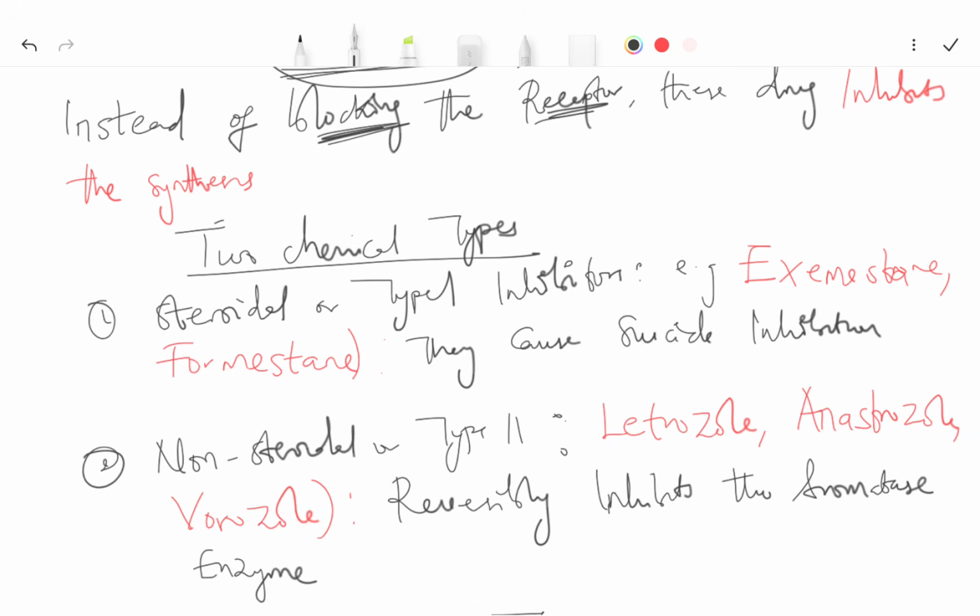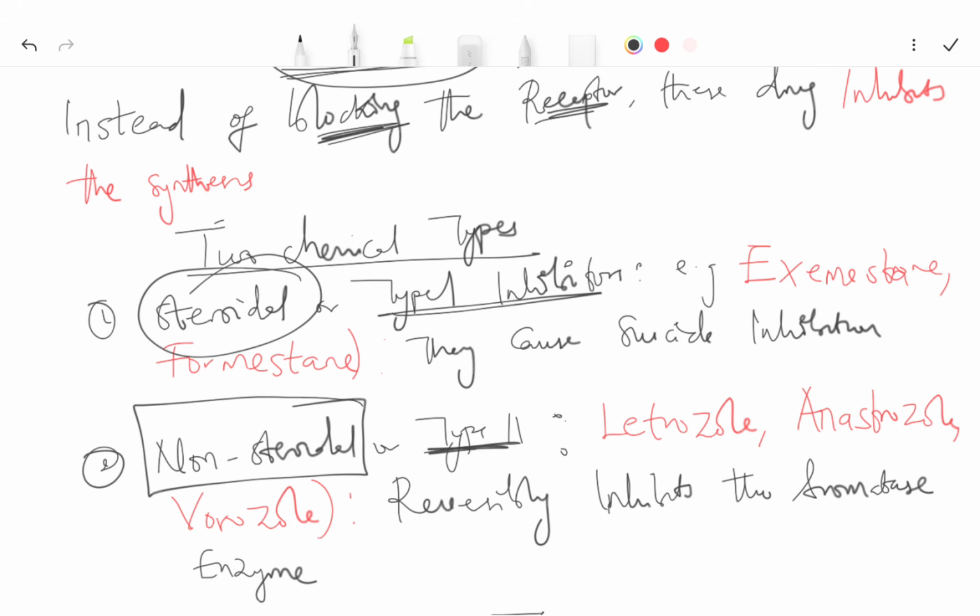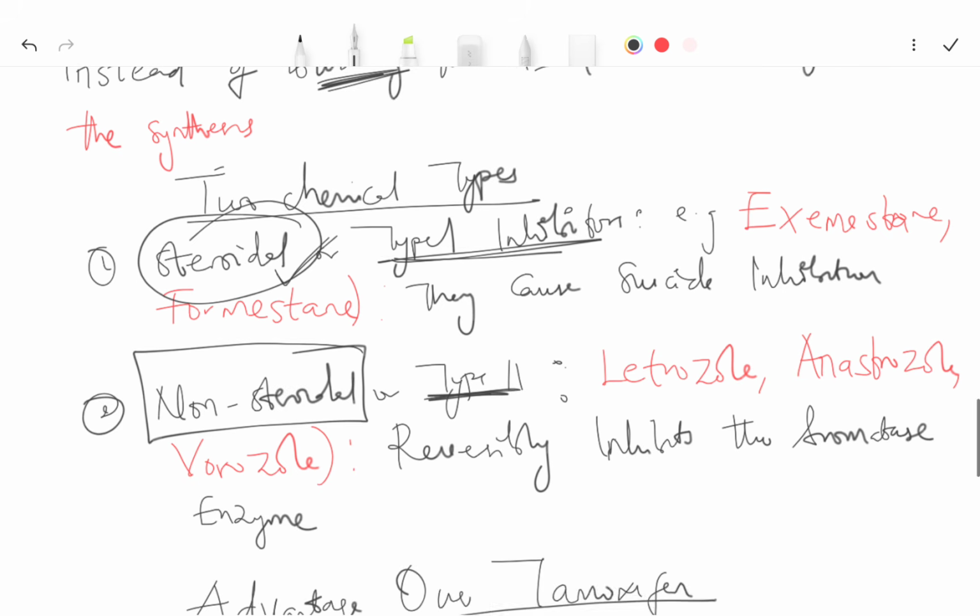There are two chemical classes of this aromatase inhibitor. There are some that have the steroid nucleus, and some that do not have the steroid nucleus. So there are two types: type 1 inhibition and type 2 inhibition. Type 1 inhibition is the one that has the steroid nucleus. A good example of type 1 is exemestane, formestane. You can see they are ending with what? Estane. So take note of that.